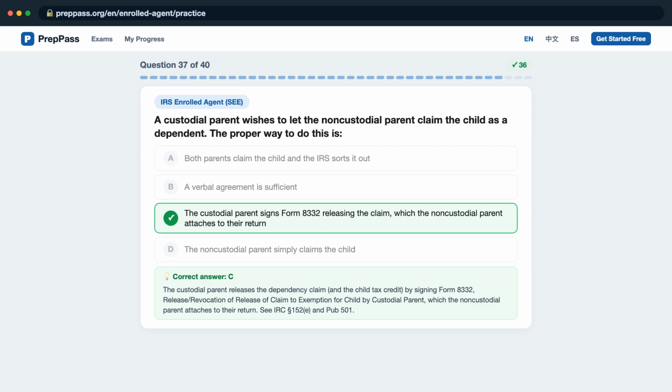The correct answer is C. The custodial parent releases the dependency claim and the child tax credit by signing Form 8332, Release/Revocation of Release of Claim to Exemption for Child by Custodial Parent, which the non-custodial parent attaches to their return. See IRC Section 152(e) and Pub 501.